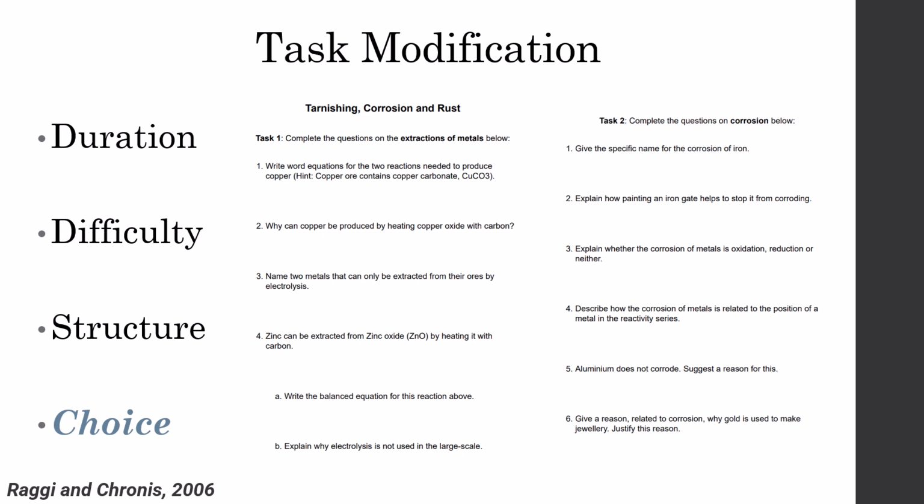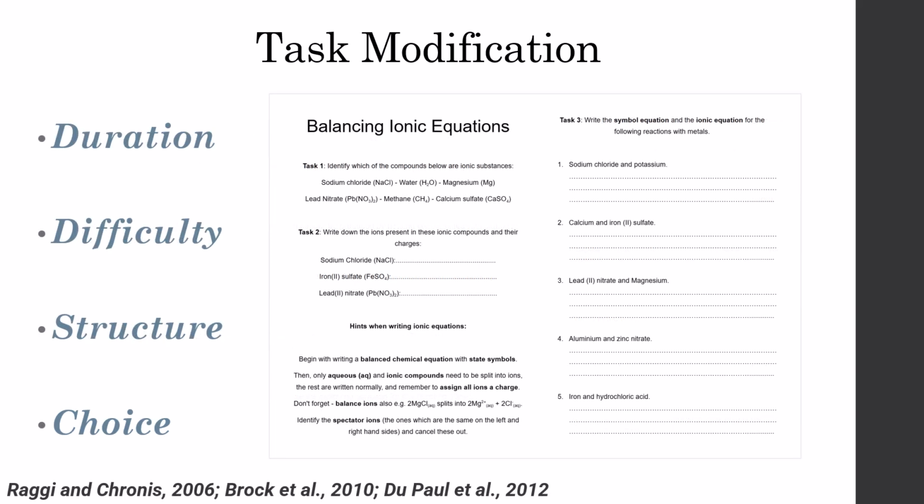I think a last note on task modification as well is that it has such an opportunity to be used as a combined strategy, as suggested by Moore et al. We can structure tasks in a way that manipulates duration, difficulty, structure, and choice in order to provide that level of combined intervention that is purported to be so beneficial.